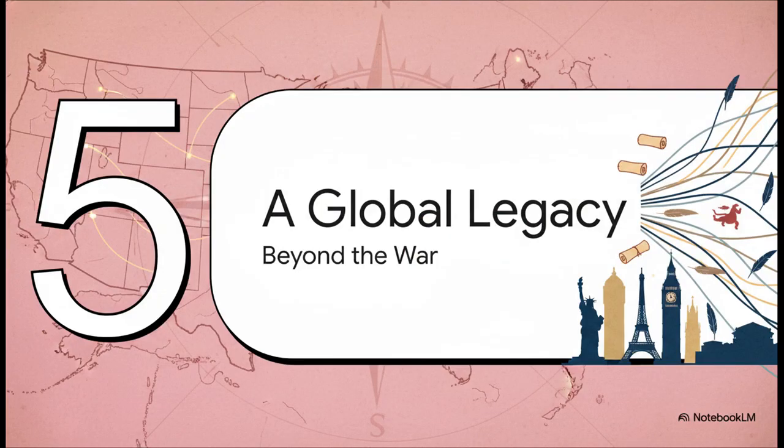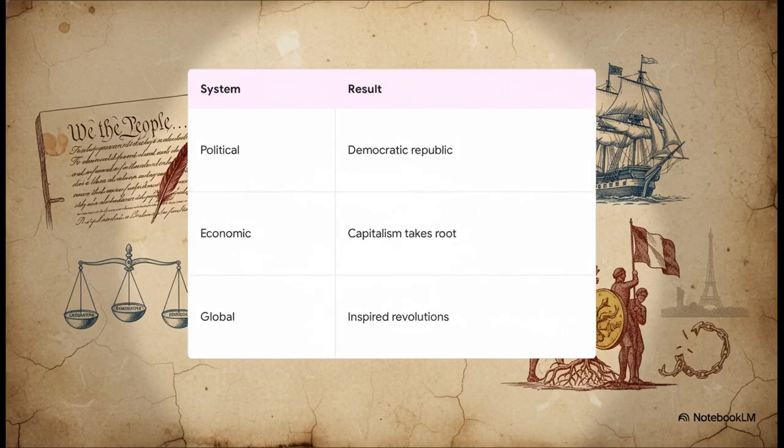Section 5. A Global Legacy. Looking beyond the war. Let's see how this builds, because with the war officially ending in 1783, we have to look past the battlefield to see the profound aftermath. The political result was completely unprecedented, the world's very first democratic republic, complete with a written constitution and a Bill of Rights, heavily utilizing the French thinker Montesquieu's concept of the separation of powers.